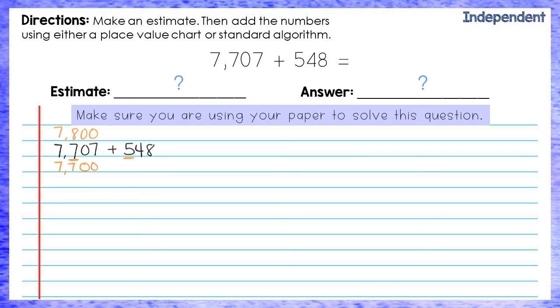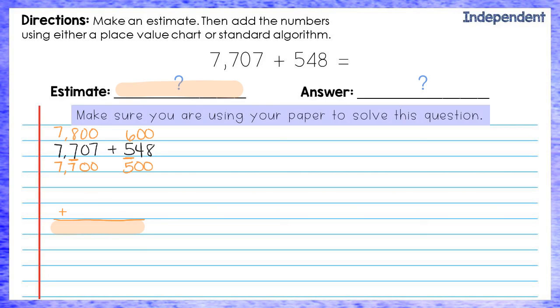And then 548 could either round down to 500 or up to 600. Is 548 closer to 500 or 600? It's actually almost in the middle, but it's slightly closer to 500. Okay, so then you will add together 7,700 plus 500, and you will get the estimate, which you will write up here in the estimate. Then you can solve to find the actual answer over here using standard algorithm or a place value chart.